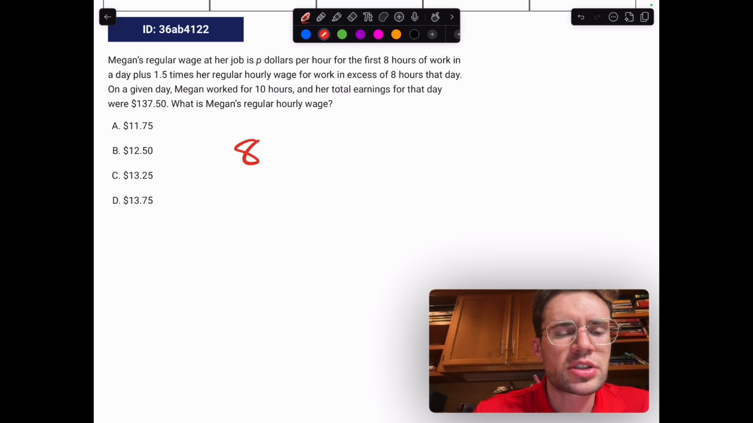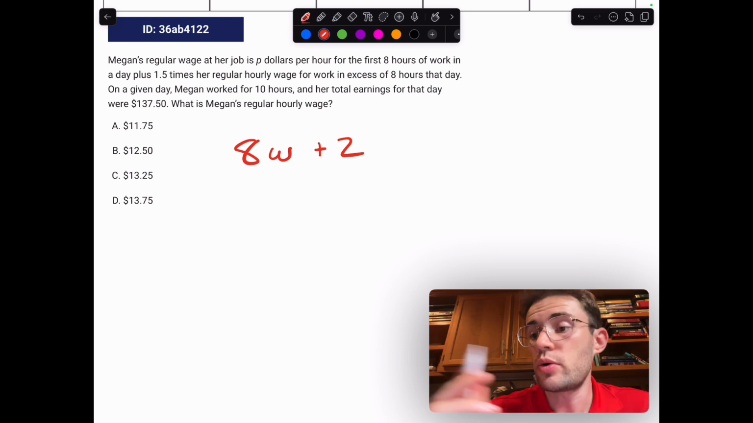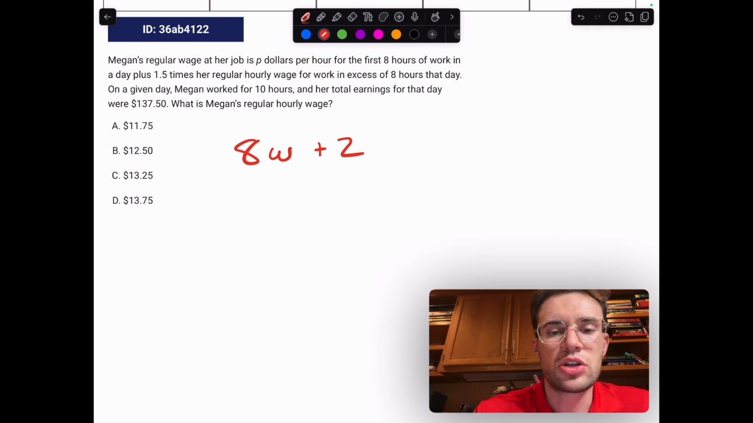For 8 hours, she made her hourly wage. We can call that X, or let's call it W for wage. 8 times W. And then for 2 hours, right, the first 8 hours she makes her wage, then any additional hours. So she did 10 hours, that's 2 hours more than the 8 hours. So 2 hours, she made 1.5 times her hourly wage. So 2 times 1.5 times W. And that will all add up to 137.5.